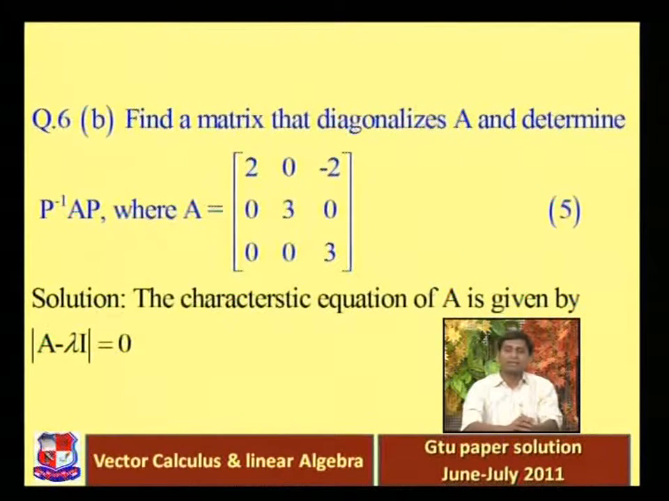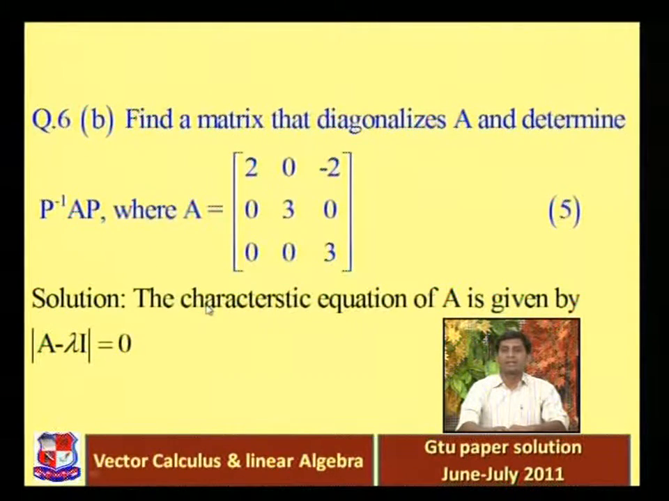We have to find the eigenvalues, and corresponding to the eigenvalues we have to find the eigenvectors, and those eigenvectors we have to write down as columns. So that matrix is our P. And then we have to find P inverse AP. Just a similar method to the previous example.